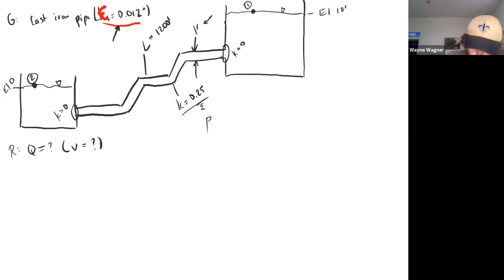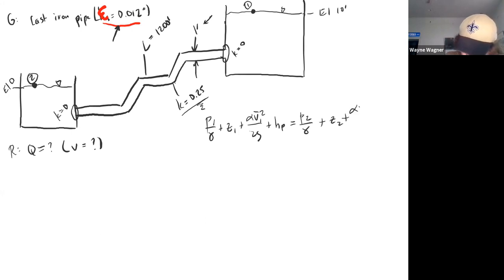So let's go ahead and do the energy equation. We're going to go P1 on gamma plus Z1 plus alpha V1 squared on 2G plus HP, no pump, so that's nice. P2 on gamma plus Z2 plus alpha V2 squared on 2G plus the turbine, there's no turbine, plus the head loss.